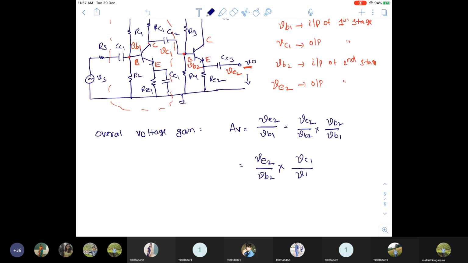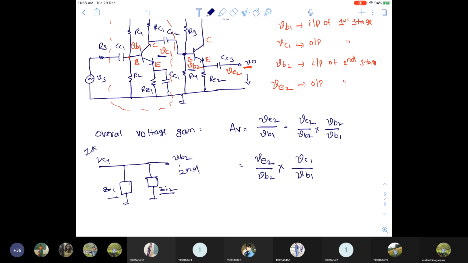Because you see, this is the VB2 terminal. In between VB2 and VC1 there are two resistors, which I already told in the previous derivation also. So this is VB2, the second stage, and this is VC1, the first stage. So this is Z01, Z2: the input of the second stage and the output of the first stage.